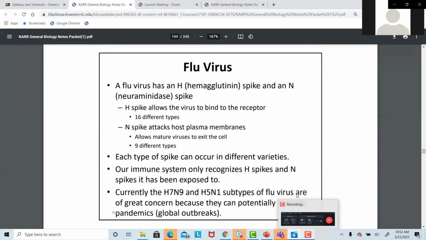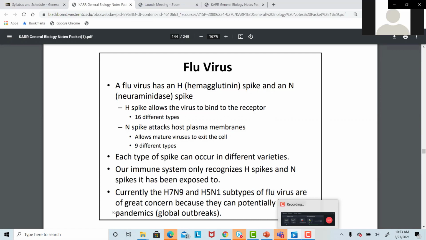So the flu virus is, again, similar to the coronavirus. We have this special virus that has this outer envelope, and it has these spike proteins. There's different types of spike proteins on the flu virus. There's the hemagglutinin spike and the neuraminidase spike. And we name the flu viruses based on the type of protein spike, the H and the N spike that it has on its surface.